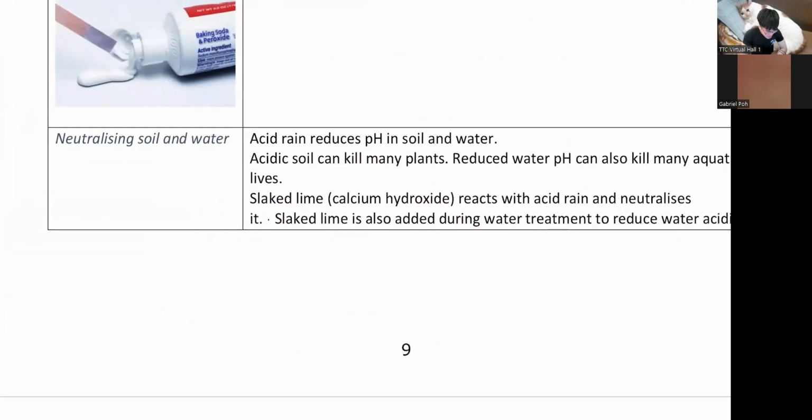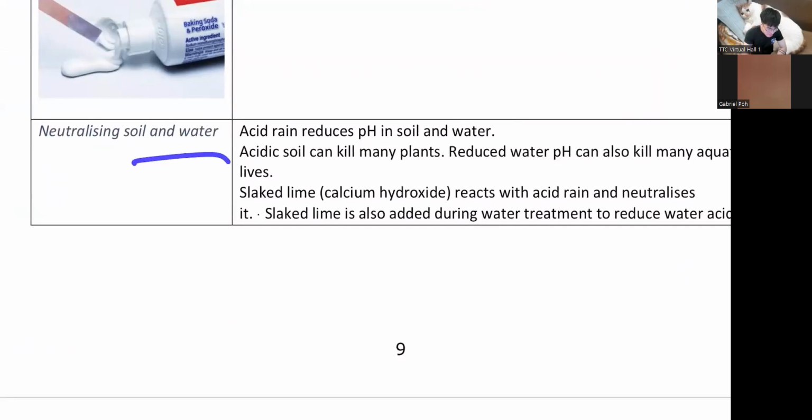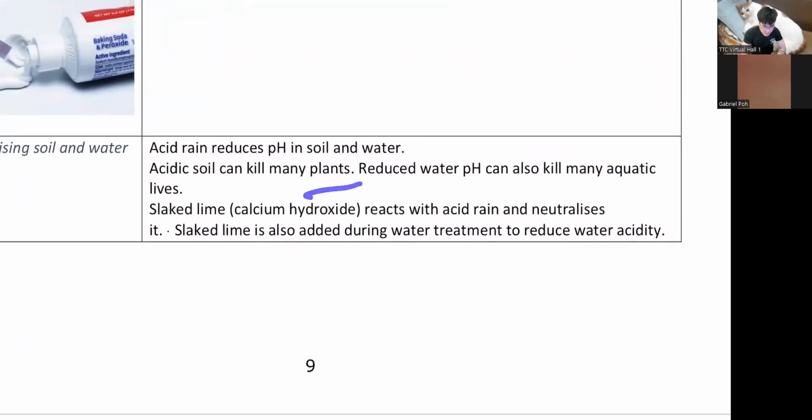Okay, the last one, soil and water. When you have acid rain, as I said, acid rain is a pollution. When it rains down, your soil and water becomes acidic. They can kill plants, they can kill aquatic lives. So what do you do? You use something called sodium hydroxide. You put it into your soil, you put it into your water, it will neutralize the acid rain. So your water stays neutral, so you don't kill things in the wild.